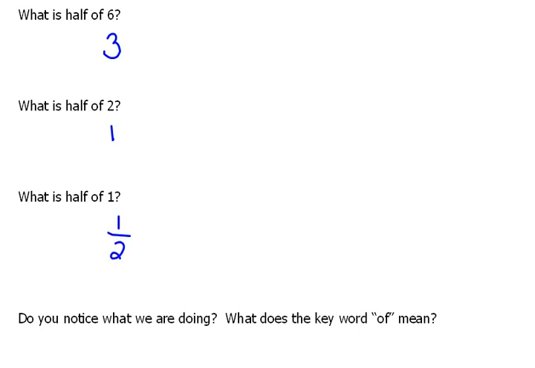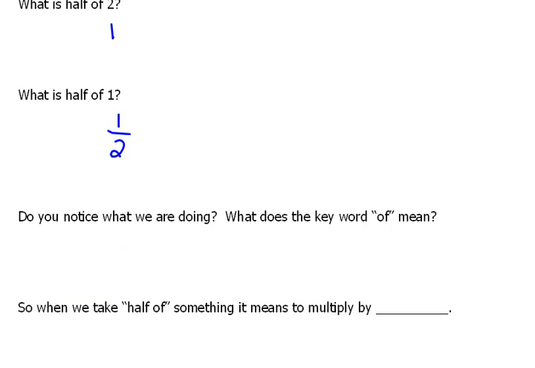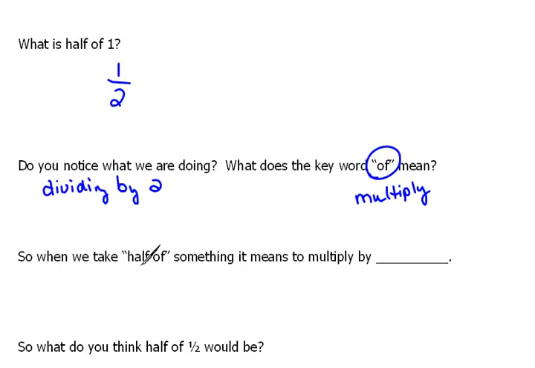Now, did you notice what we're doing here? Your first instinct is to say that we are dividing by 2. But think about what the keyword of means. Do you remember that as being one of our keywords? The keyword of means to multiply. So if I'm taking half of something, it really means to multiply by 1/2. So I'm really multiplying by 1/2.